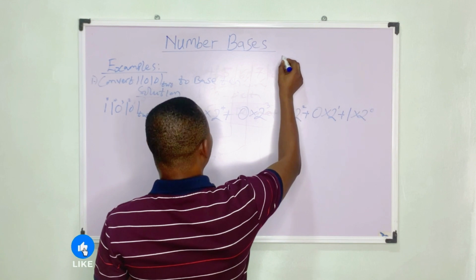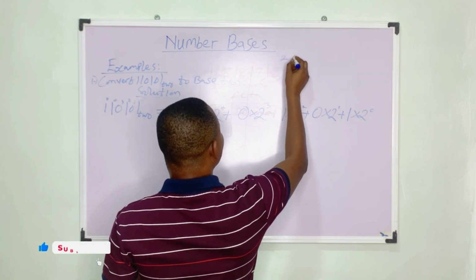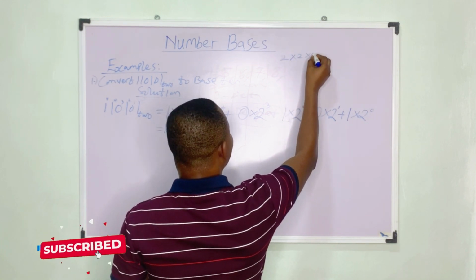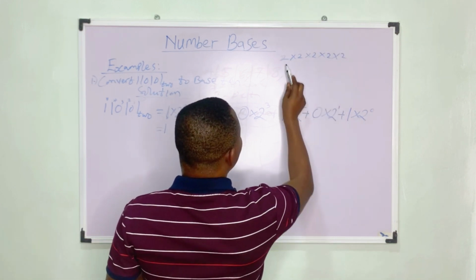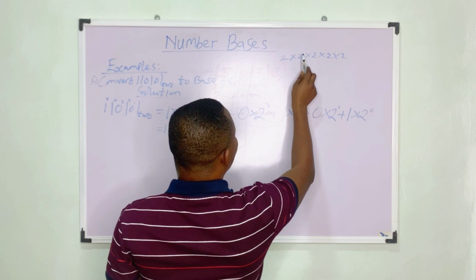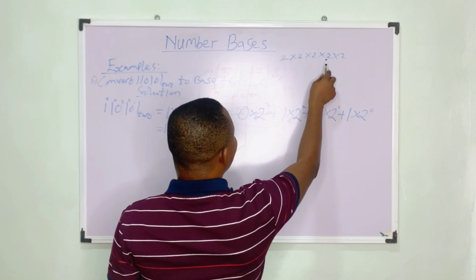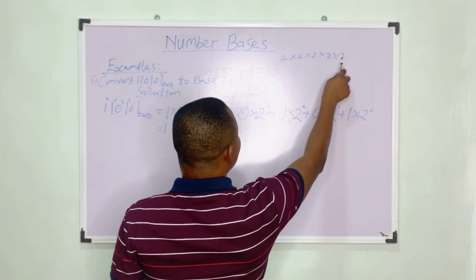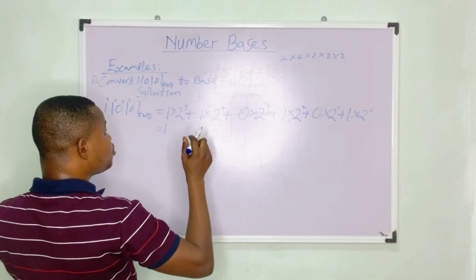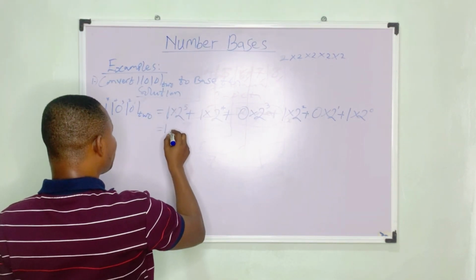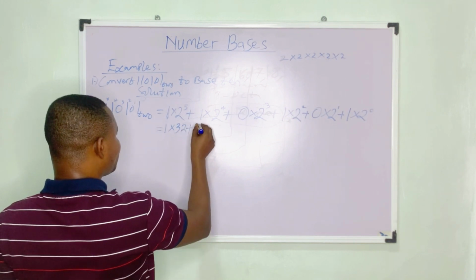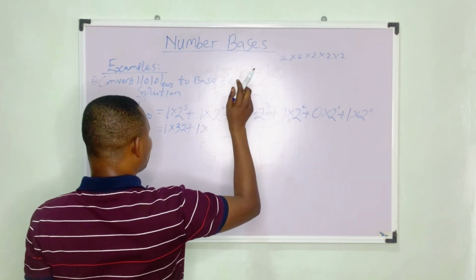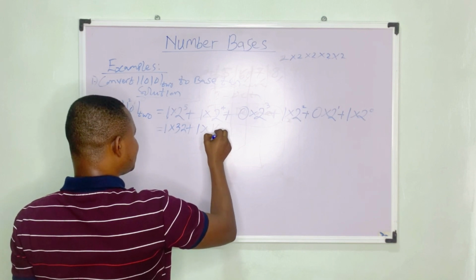2 raised to the power of 5 will be 2 times 2 times 2 times 2 times 2. So 2 times 2 is 4. 4 times 2, 8. 8 times 2, 16. 16 times 2, that is 32. Which means 2 raised to the power of 5 will give us 32. Then plus 1 times 2 raised to the power of 4 will give us 16.